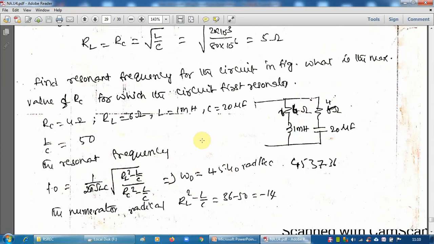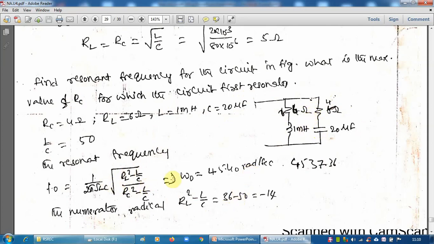Here it is asked: find the resonant frequency for the circuit in the figure. What is the maximum value of RC? RC means this resistance value in series with L. What is the maximum value of RC for which the circuit resonates? That means, for the circuit to resonate at its resonant frequency, what should be the value of R? What is the minimum value of R? That can be determined, you see.